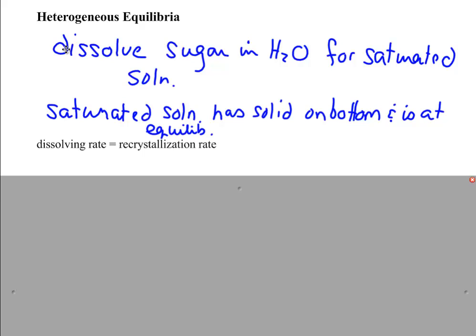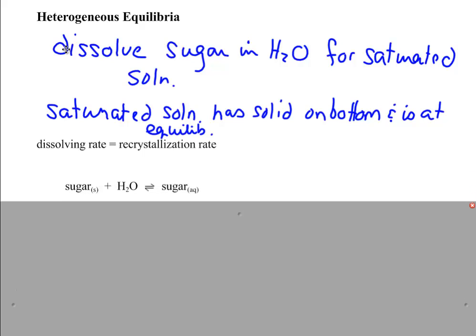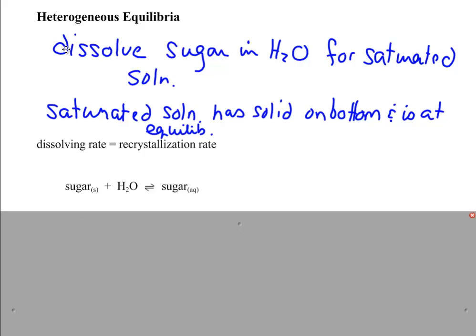So I can write an equilibrium expression for this. Here's my reaction, or actually my phase change process. Sugar plus water, sugar solid. Notice the physical state here. Water's going to be a liquid, so we'll put an L here because that is important. And then here, sugar is an aqueous solution. So there's my physical state for all three things.